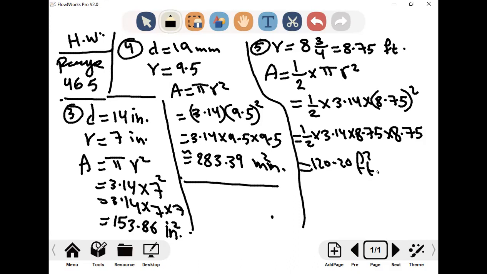Question 6, we also have a semicircle with radius 5.5 yards. Don't check 3, 4, 5. Yalla, quickly.